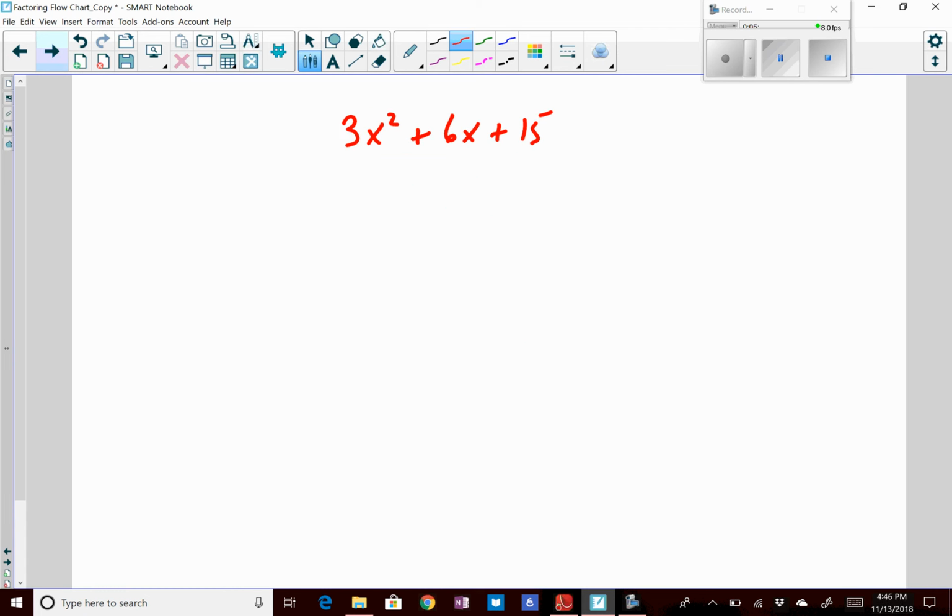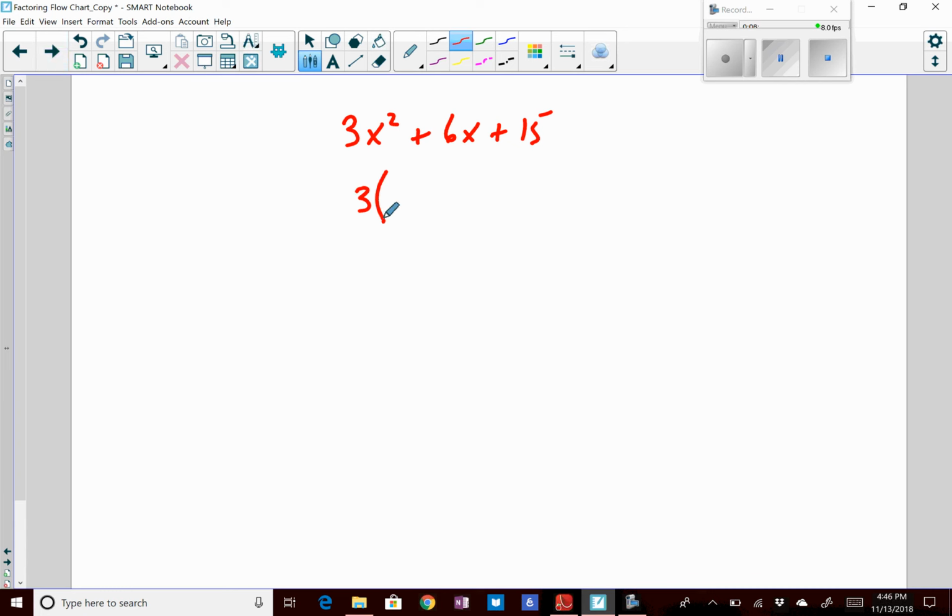All right, so here we have 3x squared plus 6x plus 15. The top of the chart says factor out a GCF. If we look at the GCF, we can take a 3 out, since 3 goes into 3, 6, and 15.